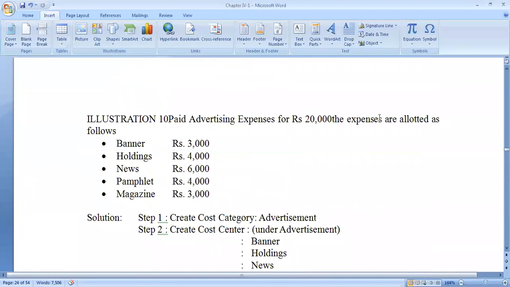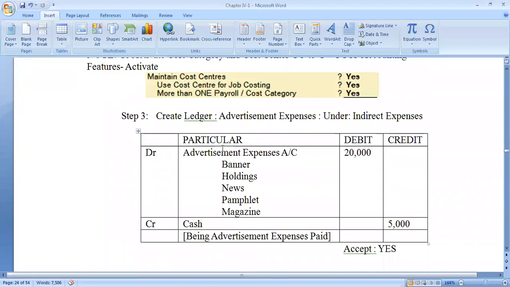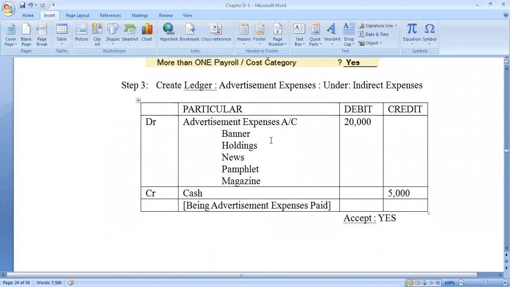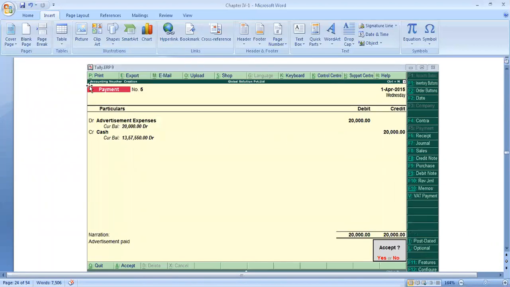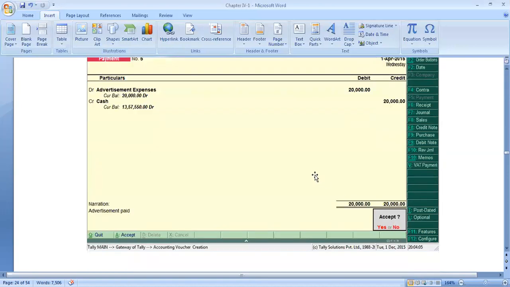So what is the entry? Paid advertising expenses. Debit the advertising expenses. It is moving in terms of cash. So, being advertising expenses paid. Accept the information. This is how the screen is going to appear. Payment is number 5, that is the F5 feature. Debit advertising expenses, credit will be the cash. Accept, yes or no. Clear?